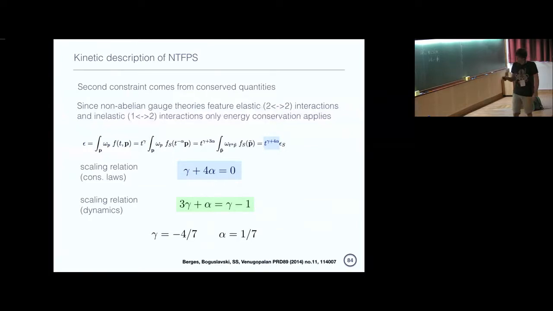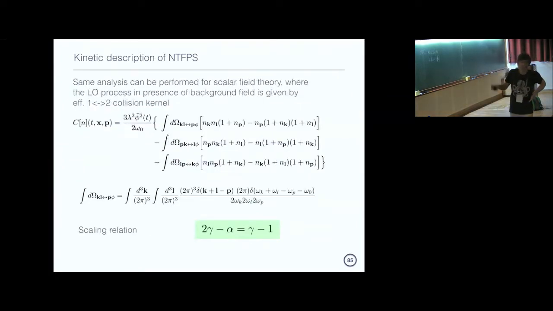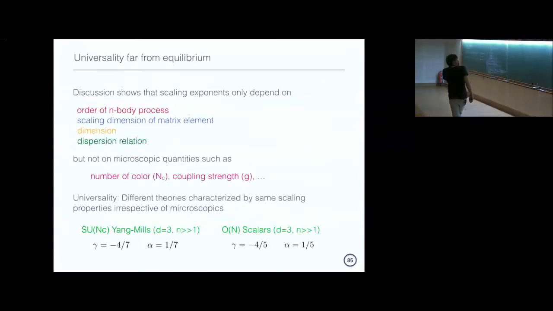And so namely what you learn is that you can do the same thing for scalars, by the way, it also works. And then you have to actually use exactly the kinetic matrix element we derived. Okay, so what this analysis really shows you is which properties of the theory you've actually used to determine this scaling exponent.